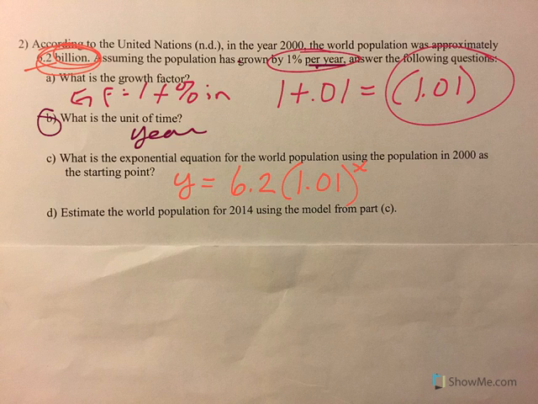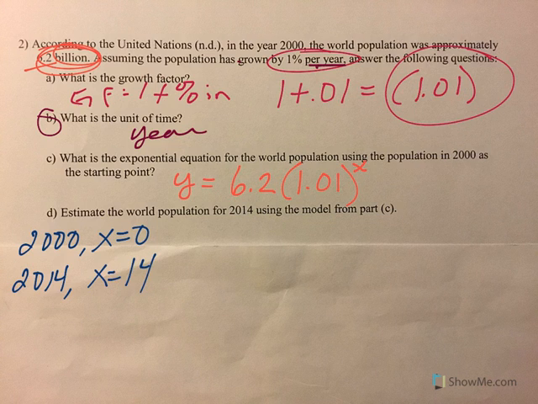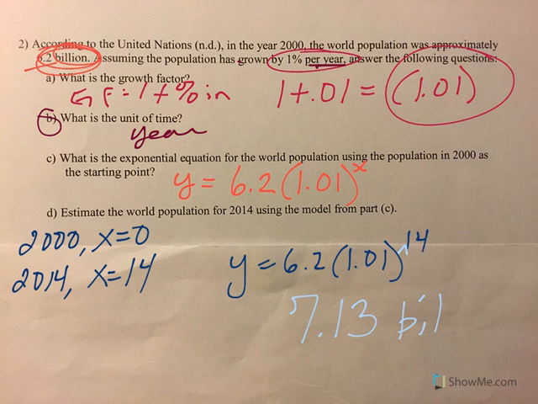Let's go down to letter D. Estimate the population in 2014. We started in the year 2000, so that means in year 2000, x is 0, because that's my starting point. So in 2014, x is 14. So y equals 6.2 times 1.01 to the 14th power. That's an exponent, it's not times. That will end up giving you about 7.13, and remember that is billion.